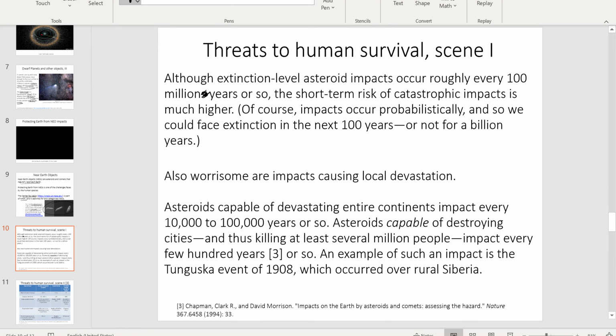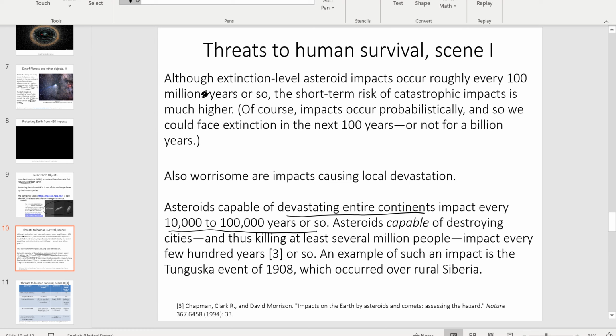But in any case, there are impacts that can cause local devastation. Asteroid impacts capable of devastating entire continents impact every 10,000 to 100,000 years or so. By devastating entire continents, I'm talking about in terms of the life forms. I'm not talking about destroying an entire continent. But if you live on this continent, your life will be pretty poor for a while.